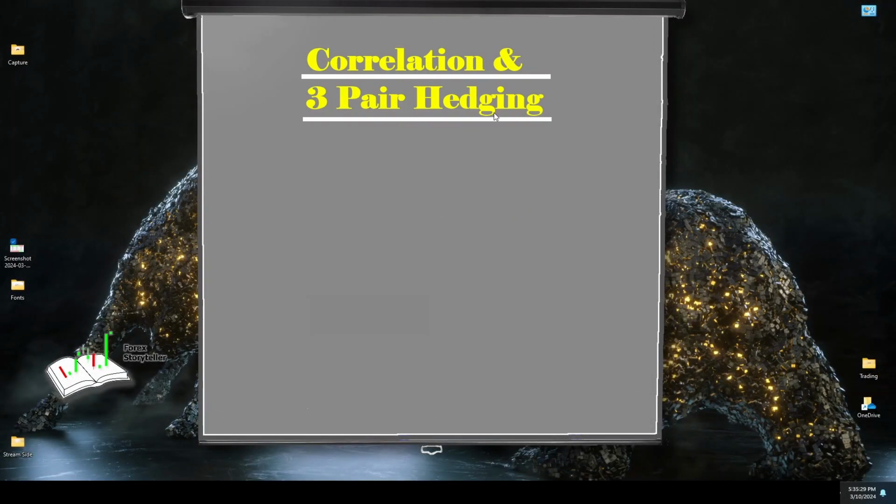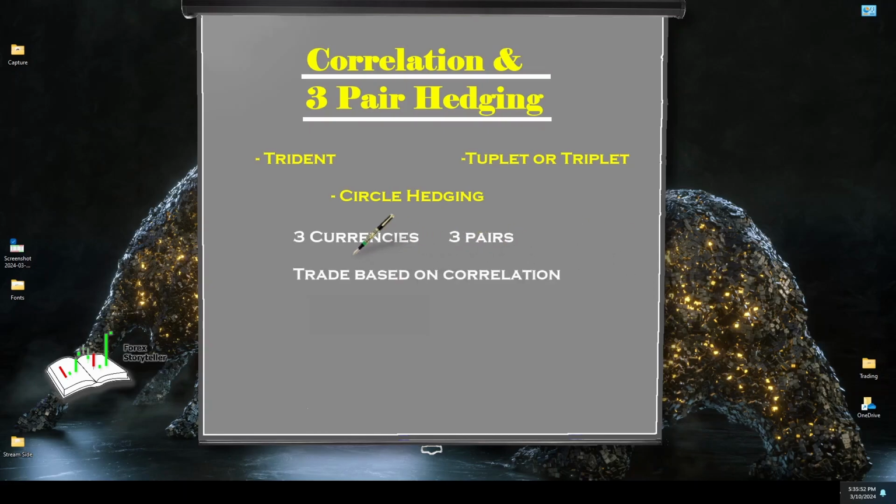So we're going to get started with what three pair hedging is. It's sometimes referred to as a trident, circle hedging, or even a tuplet or a triplet. Basically, you take three currencies and make three pairs out of them, and then you trade those three pairs based on the correlation between all three. It's a pretty easy setup that we'll get into in just a moment.